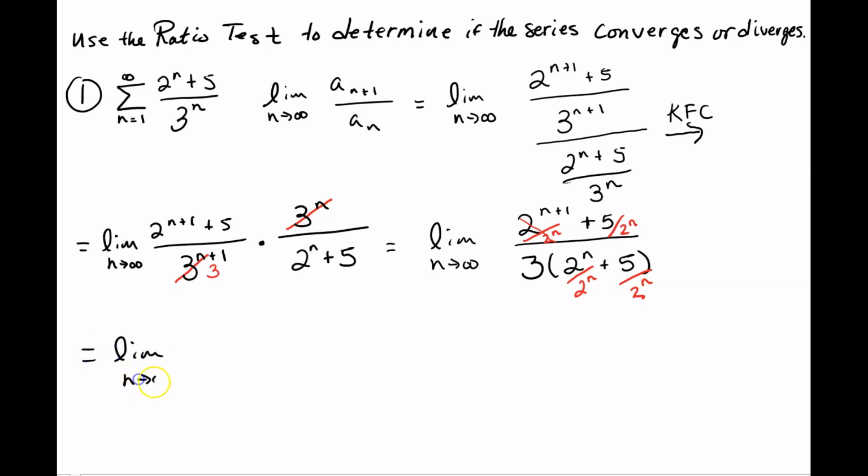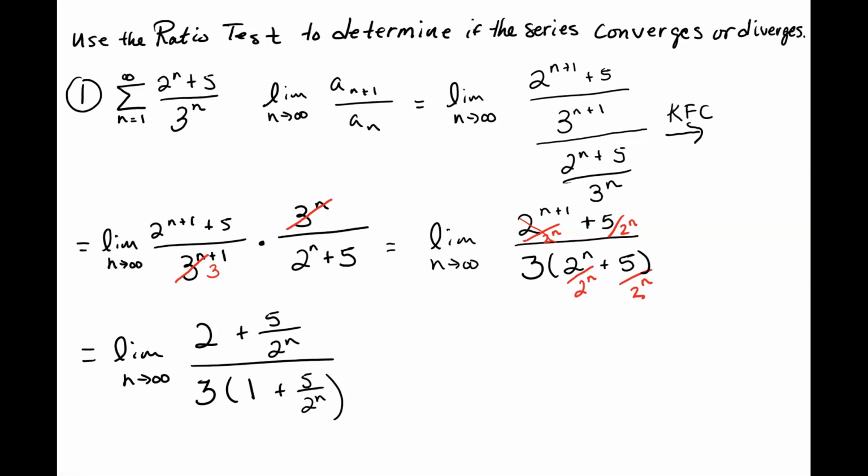Let me just rewrite it then. The limit as n goes to infinity, you're left with a 2 plus 5 over 2 to the n, divided by a 3 times a 1, because 2 to the n divided by 2 to the n is 1, plus 5 over 2 to the n. Now we can approach infinity, because 5 divided by 2 to some infinite power is just going to go to 0. Similarly here, this goes to 0. It's the same thing. And you're left with basically a 2 in the numerator and a 3 times 1 in the denominator. You're left with 2/3. And this right here is your rho value.